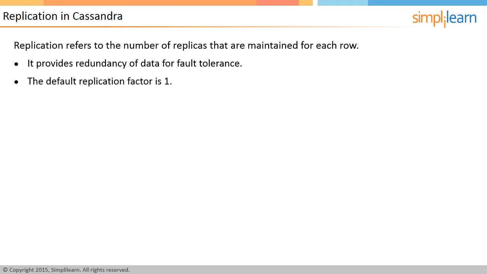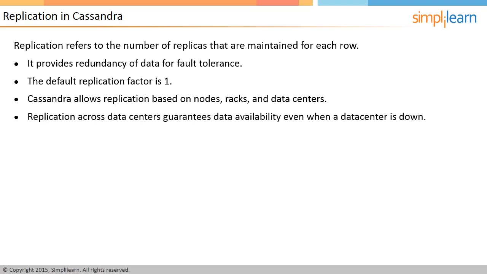The default replication factor is 1. A replication factor of 1 means that a single copy of the data is maintained. So if the node that has the data fails, you will lose the data. Cassandra allows replication based on nodes, racks, and data centers, unlike HDFS, that allows replication based on only nodes and racks. Replication across data centers guarantees data availability even when a data center is down.